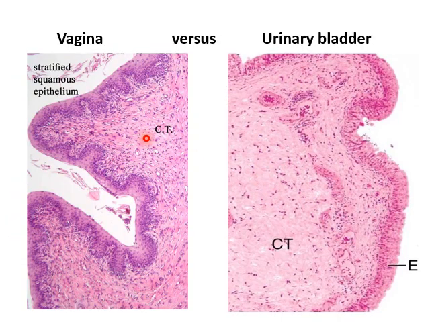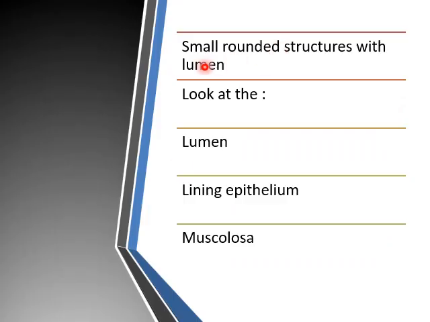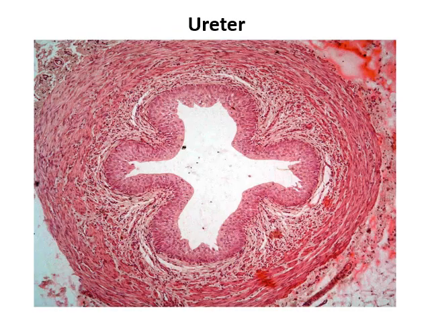Here is the difference between the vagina and the urinary bladder. The most important point of this difference is the epithelial lining. Here is the non-keratinized stratified squamous epithelium, and here is the transitional epithelium. If you see under the microscope a small rounded structure containing a lumen, you should inspect the lumen, the lining epithelium, and the muscle layer. Give it a try.